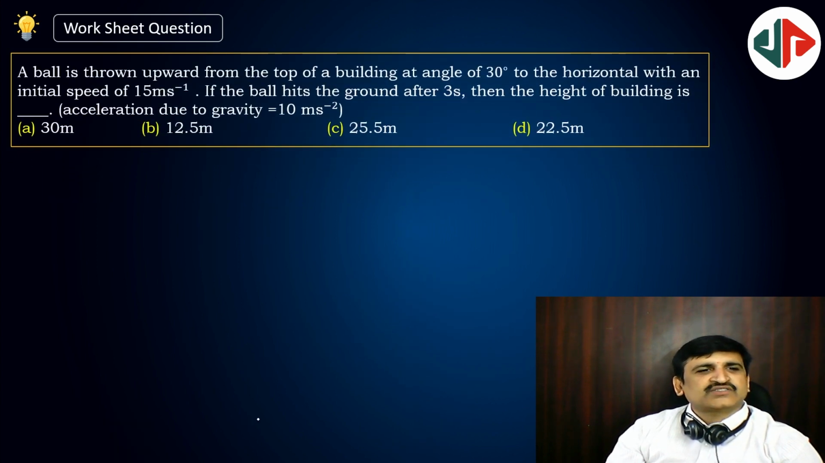A ball is thrown upward from the top of a building at an angle of 30 degrees to the horizontal.